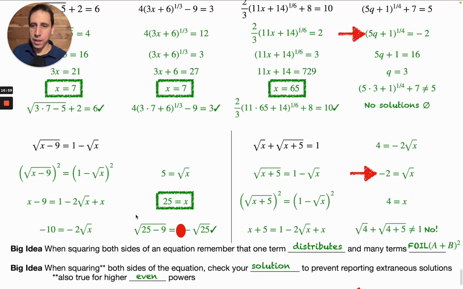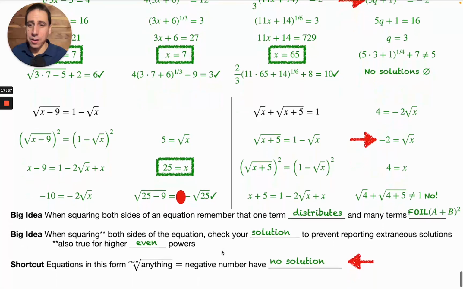Here's the next big idea. When you're squaring both sides of an equation, then you've got to check your solution to prevent reporting extraneous solutions. An extraneous solution is a solution that you produced algebraically, but actually doesn't work in the original. Like you followed all the rules, you did everything right, and you found an answer, and that answer actually isn't a solution. So you have to check your solution when you're doing this. Now, it's not just true for squaring, it's also true for all higher even powers. So anytime you raise an equation to the 4th power or 6th power or 100th power, you have to check your solution.